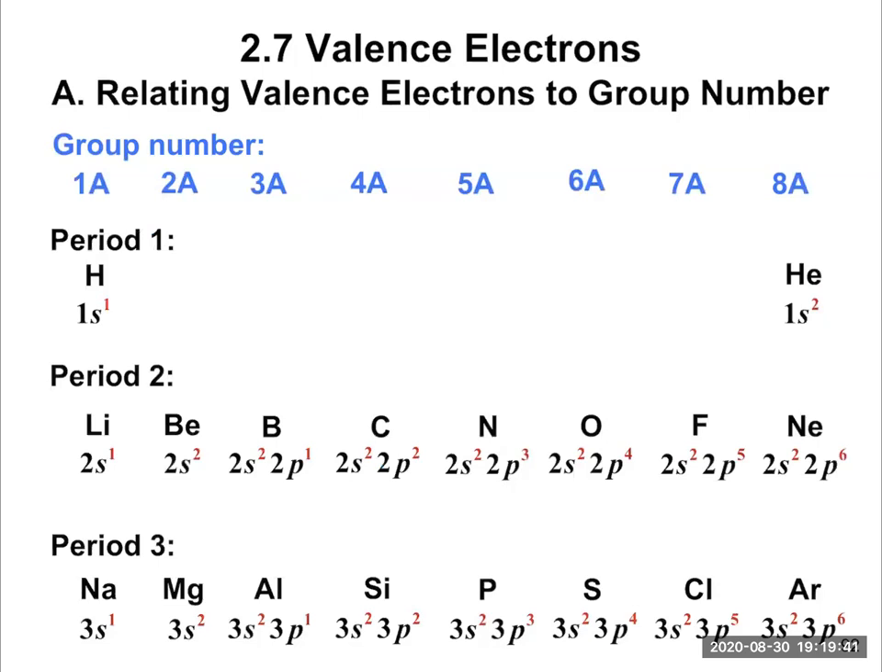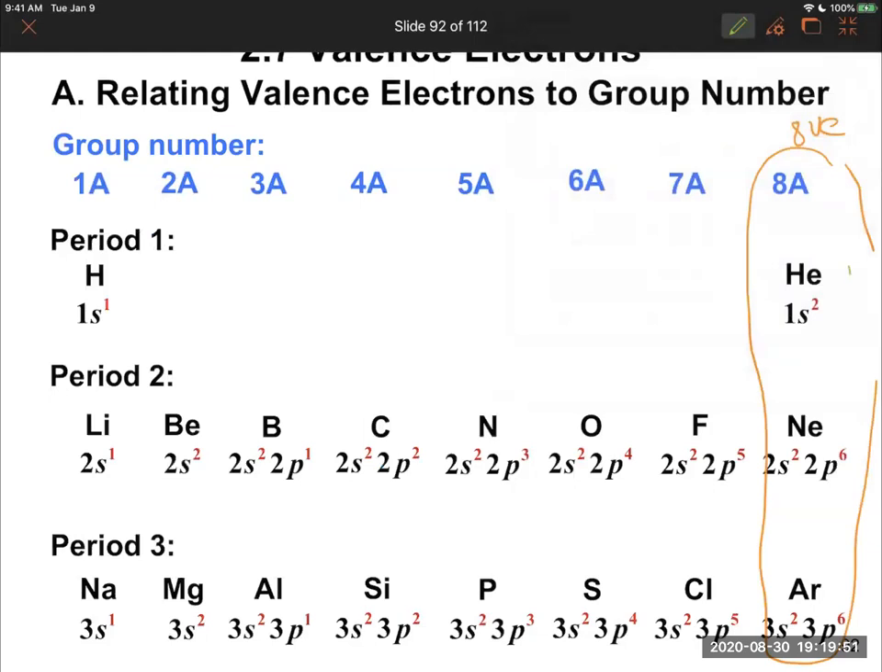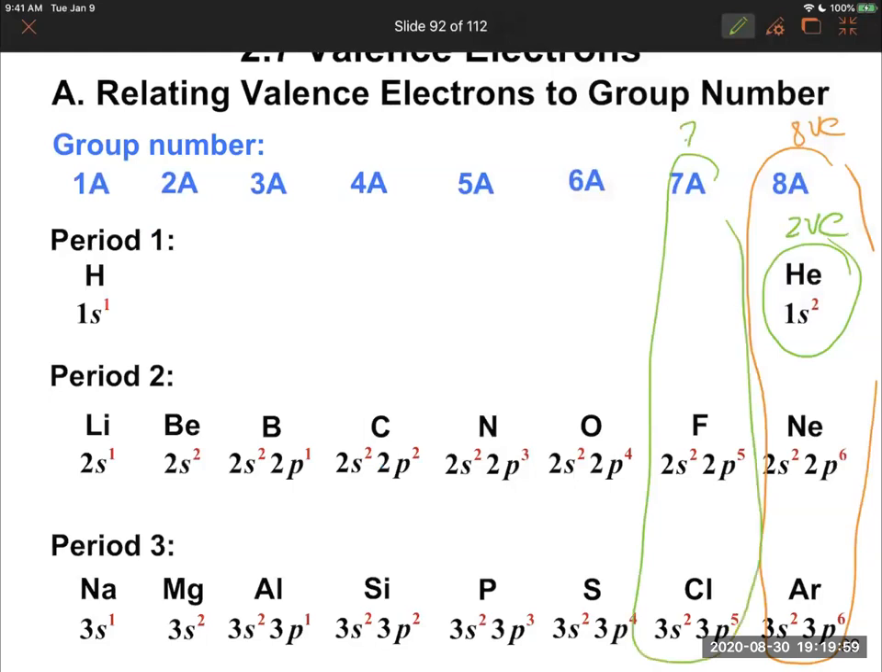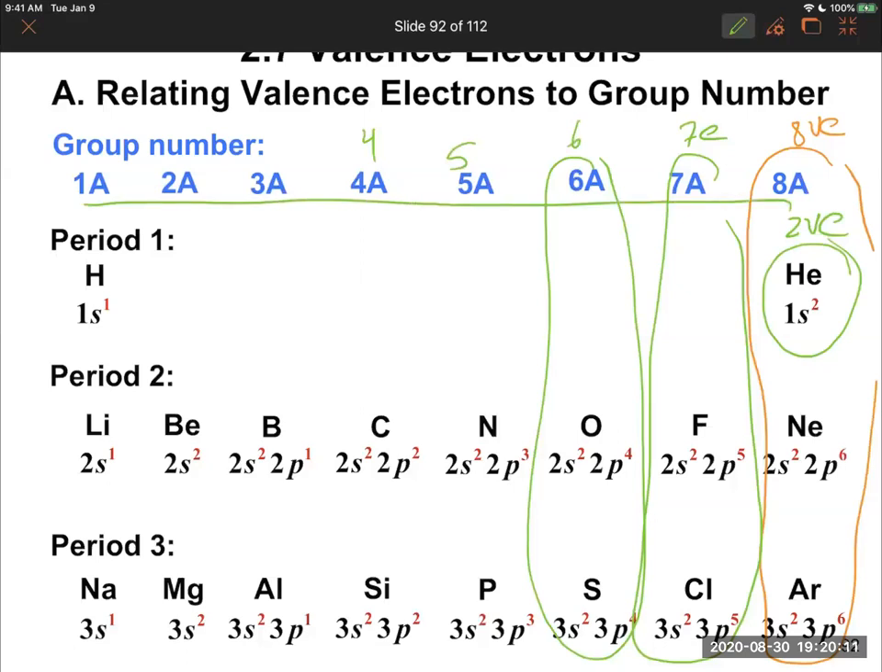Notice here, anything in group 8 is going to have 8 valence electrons, except helium. Helium only has 2 valence electrons. Anything in group 7A is going to have 7 electrons. This is going to have 6, 5, 4, 3, 2, 1. But this is for the main group. Pay attention, anything with A. This is only for the main group, so it's important that you are able to distinguish those.